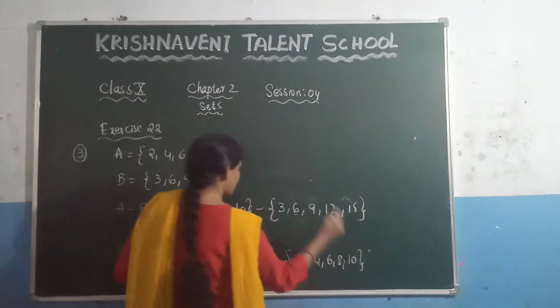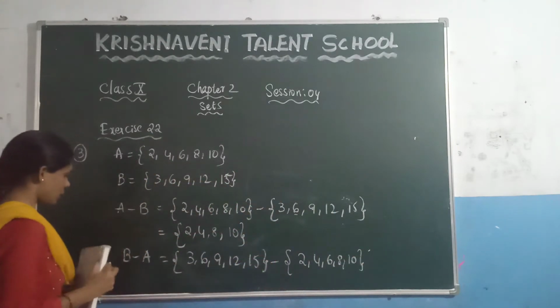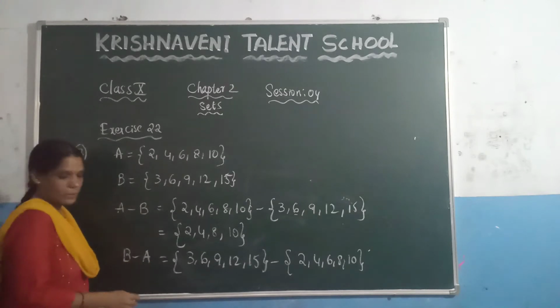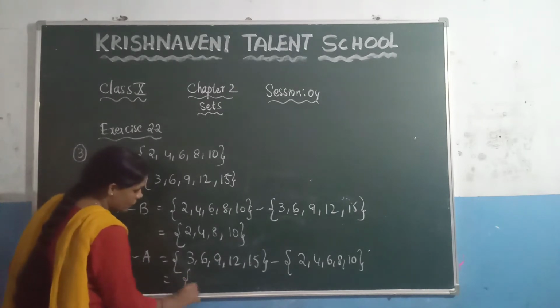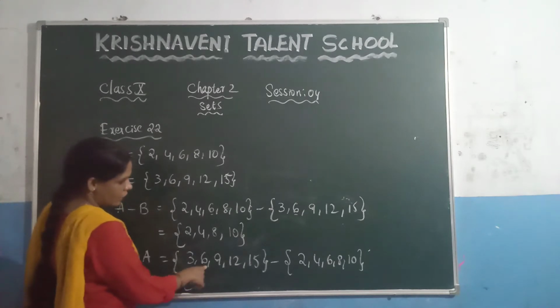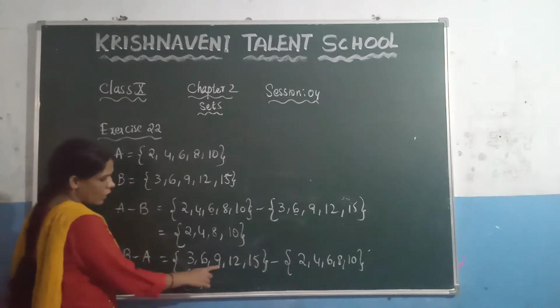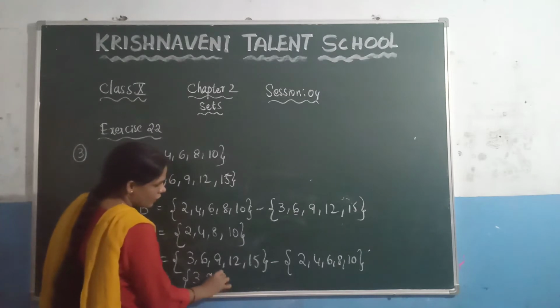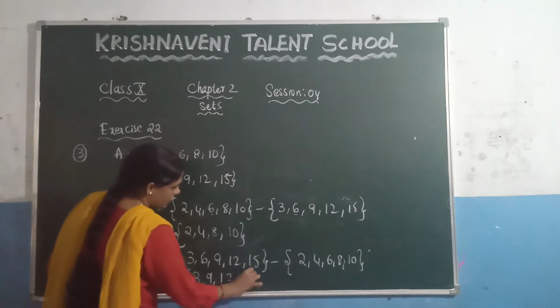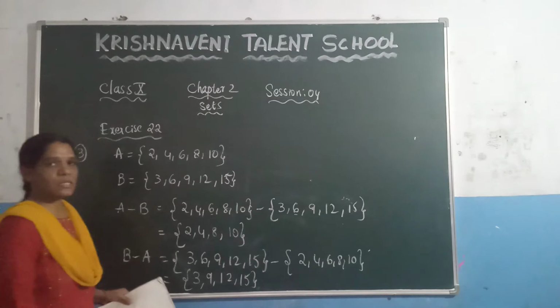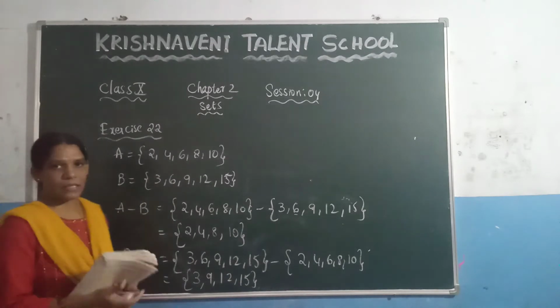Now you need to write the elements that are present only in B, because we are writing B minus A. So what are the elements that are present only in B? 3, yes; 6 we should not write because it is present in A; and after that 9, next 12 and 15. These are the elements that are present in B minus A.